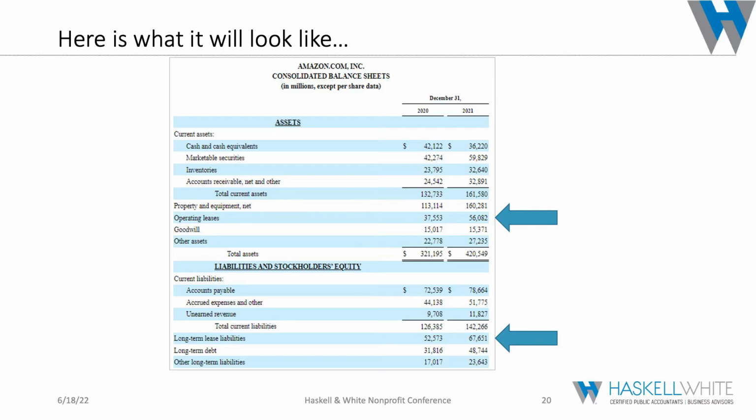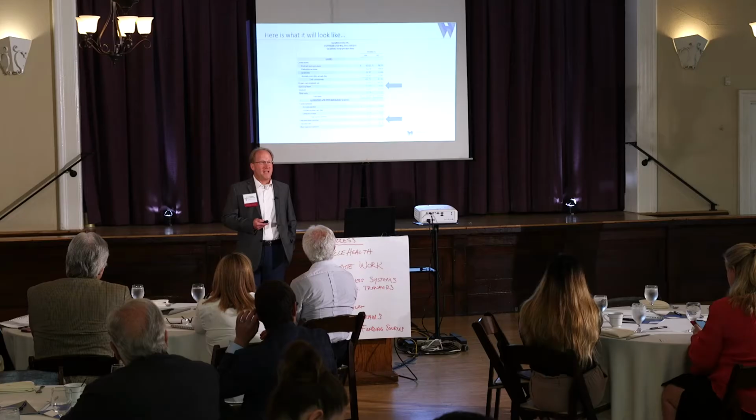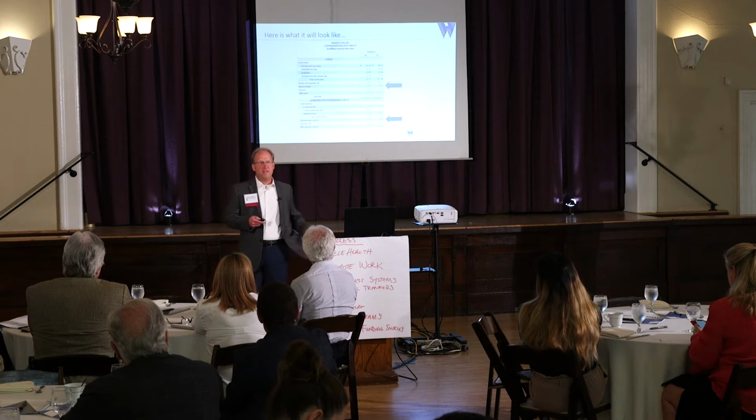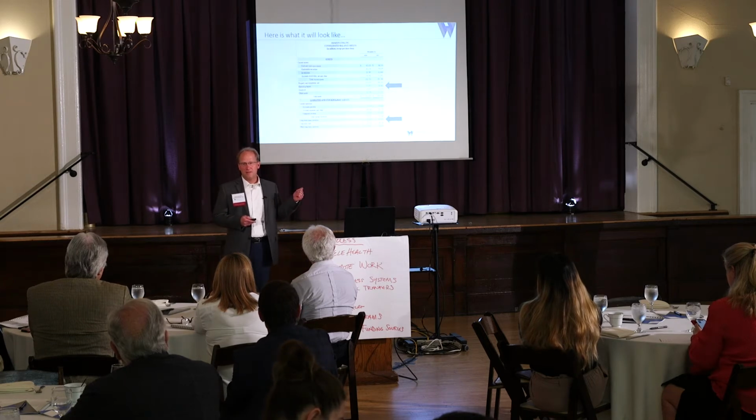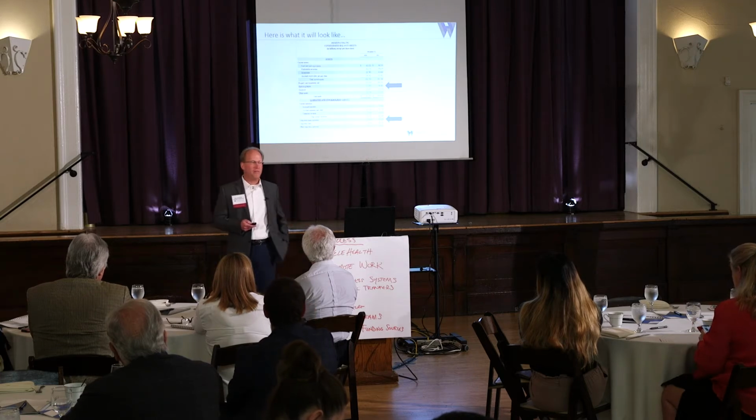Just from a magnitude standpoint, that's 13% of their assets. So it's a material number. It's 13% of their total assets. And then, of course, they'll have an offsetting lease liability there as well. But that's really what this lease standard is all about. It's about putting that operating lease onto your balance sheet. You have an asset and you have a liability. And that's very different from the world we were living in before.